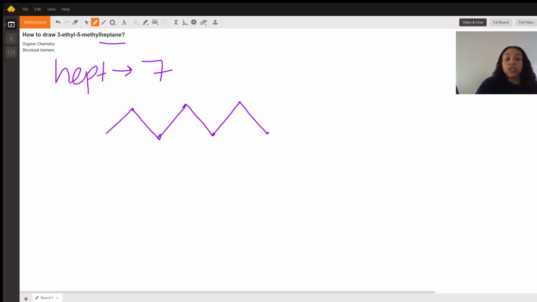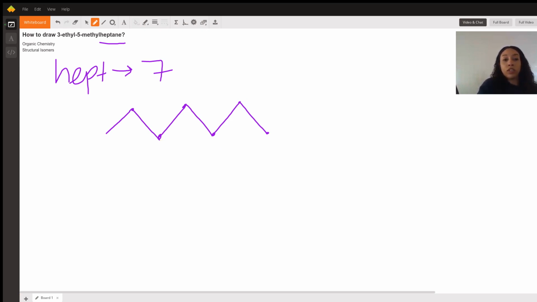And now we're going to look at the substituents that we're going to have attached. We can start numbering on any side. I'll start on the left side. So this is the first carbon, second, third, fourth, fifth, sixth, seventh, and then we have something attached to the third carbon, and then also the fifth carbon.